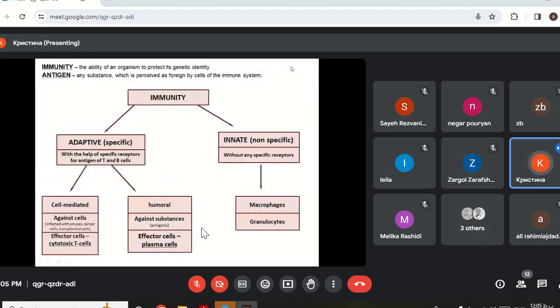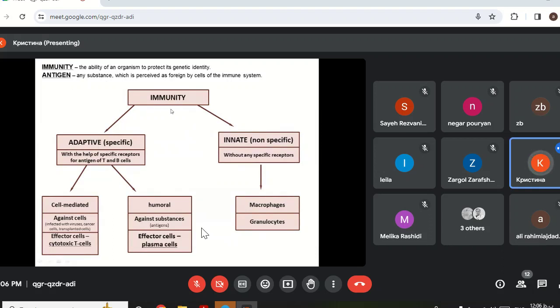Immunity is the ability of the organism to protect its genetic identity. It means that any cell that has changed DNA should be killed. Antigen is any substance which is perceived as foreign by cells of the immune system. So a virus can be an antigen, a bacterium can be an antigen, anything which is not normal for our body, any protein which is not normal for our body can be seen by our immune system as an antigen.